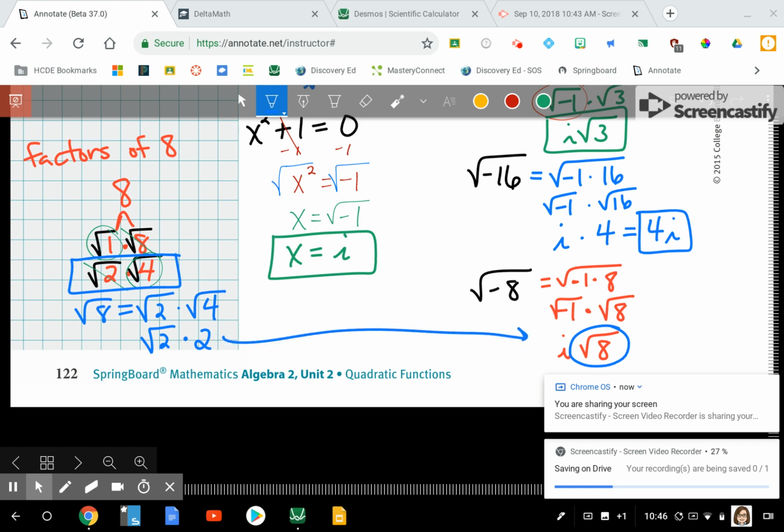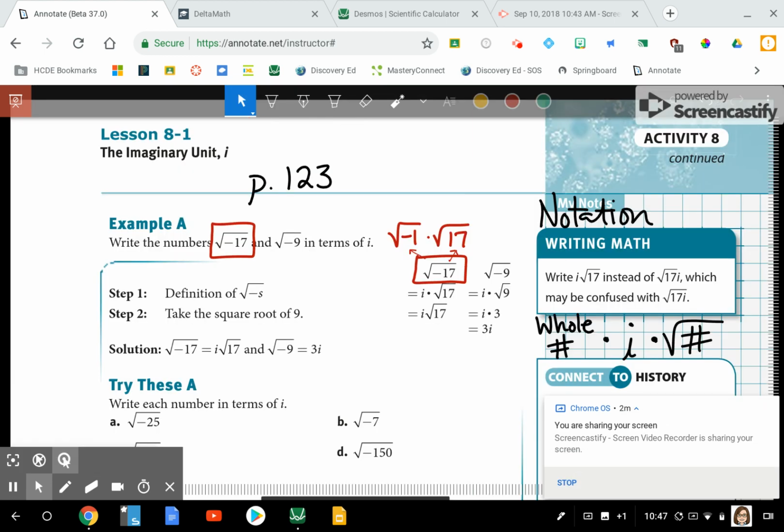We have 3 terms: square root of 2, 2, and don't forget we also had that i from the original problem. Notation, which we'll talk more about tomorrow, should be the real number first, so that's 2, then the imaginary i, then the square root. So this would actually be your final answer, 2 times i times square root of 2.